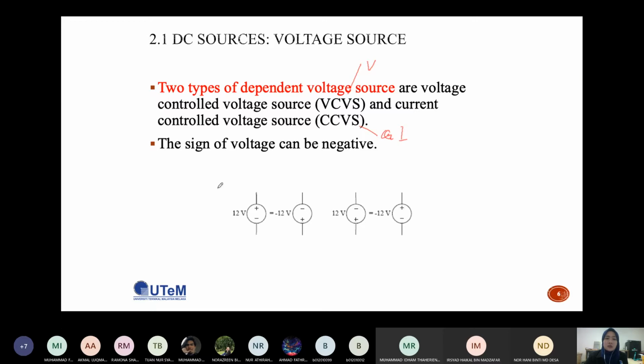So for example, if in a circuit you're given a source like this, positive, negative, so the value is 12 volt. But sometimes in certain cases, for the analysis, you are required to flip the voltage source upside down like this, negative, positive. So if you flip the voltage source like this, you must also change the value from positive to negative.